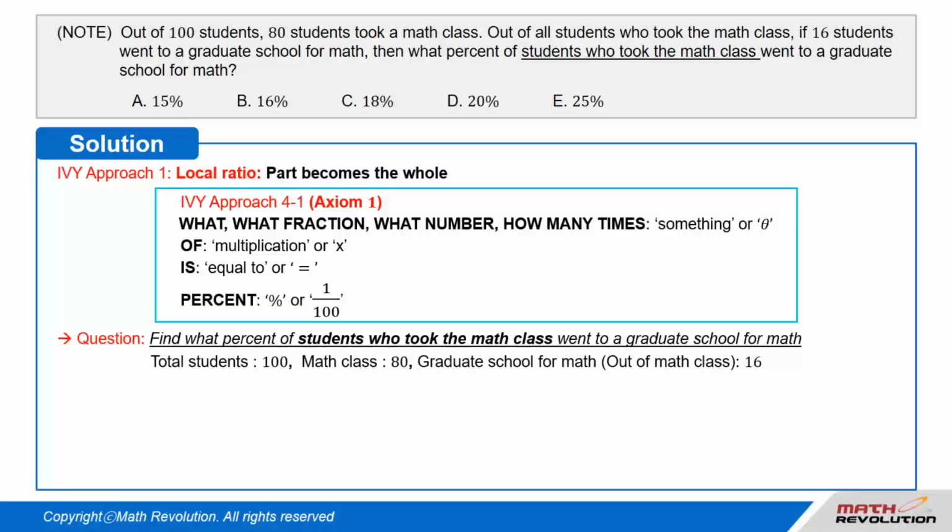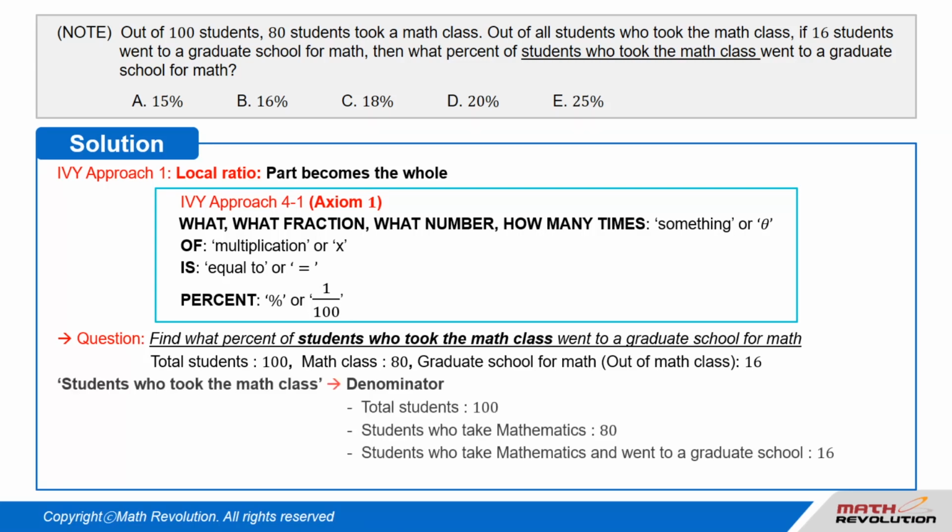We have to find what percent of students who took the math class went to a graduate school for math. If out of 100 students, 80 students took a math class, and out of students who took the math class, 16 students went to a graduate school for math. As we learned, we have to be careful about the local ratio. Let's look at what the denominator should be. Here, it talks of students who took the math class as the denominator.